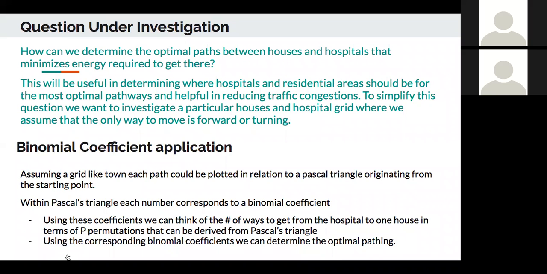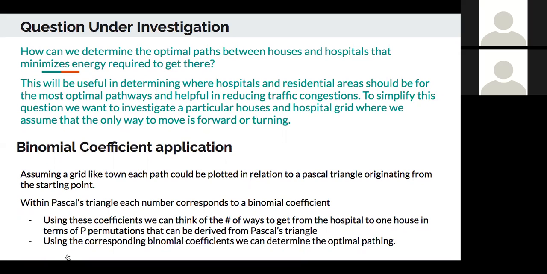We thought that this particular question would be helpful in determining where hospitals and residential areas should be developed, what the most optimal pathways are from getting to a hospital from a house, and how we can reduce the traffic congestion that happens.